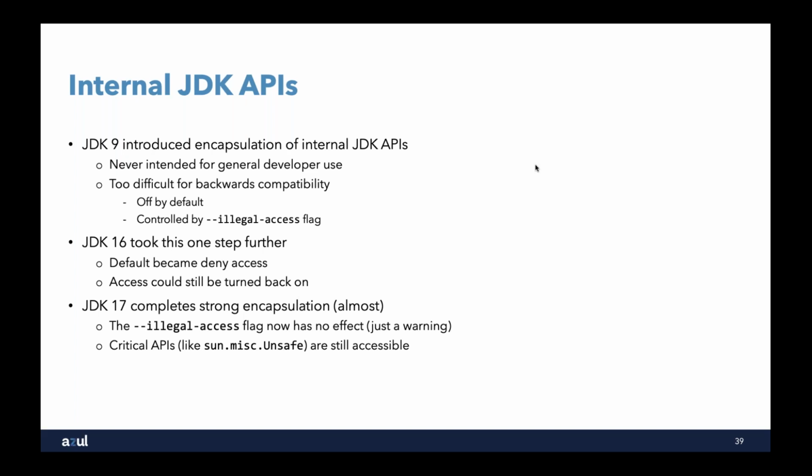In JDK 17, this almost completes strong encapsulation. The illegal access flag has no effect now, meaning if you turn it on or off, it won't do anything. It will give you a warning saying you're still using it, but it means that anything that's not a critical API is no longer accessible, regardless of what you try to do. Critical APIs, I think there are 9 of them, are things like sun.misc.Unsafe. So they are still accessible, and until we have a public API that gives us the same functionality, they'll still be available for code to use.